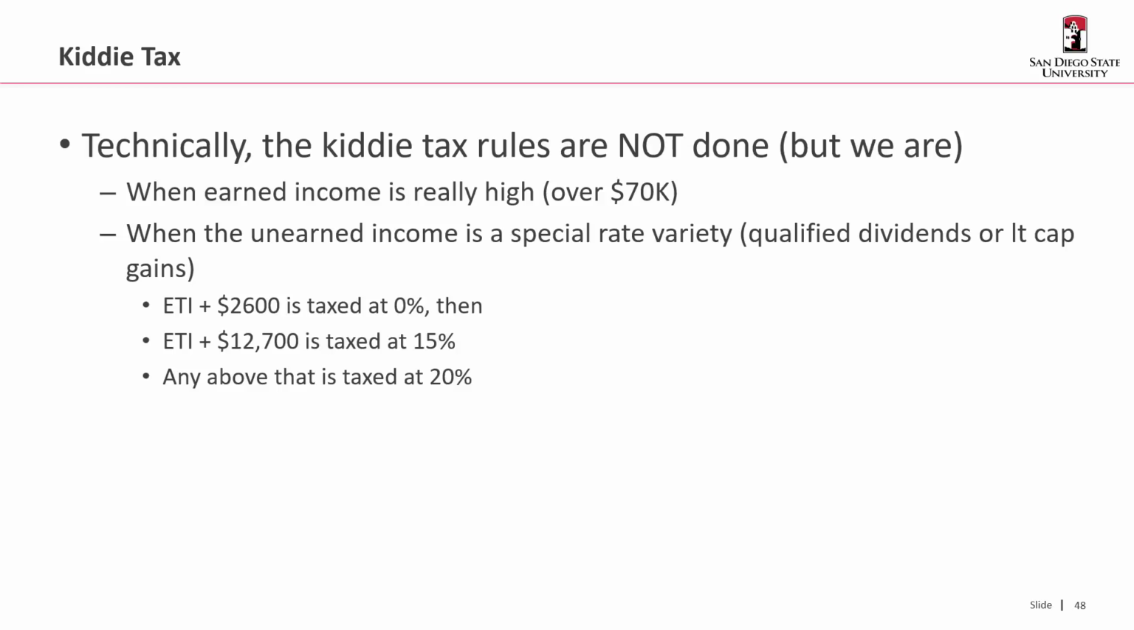Okay, so technically the kiddie tax rules are not done, but we are going to be done. So there can be differences in the way this is calculated when earned income is really high, for example, over $70,000. And there can also be a different way of calculating the net unearned income tax if that unearned income is of a special rate variety. For example, qualified dividends or long-term capital gains, which are eligible for preferential rates, then the way it's taxed would be a little bit different. So we're not going to get mixed up in that other than to note that that is in fact the case.